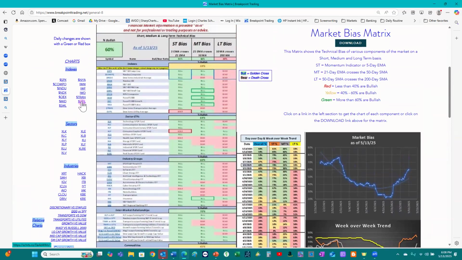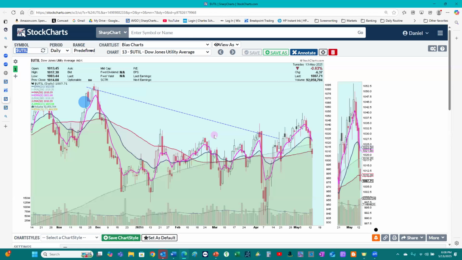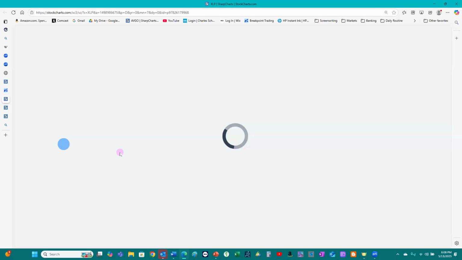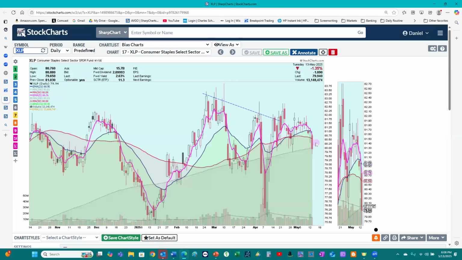Here's utilities. The links are right here on the left-hand side. So we'll look at utilities, and I'll show you where the short-term signal happened right here. Utilities is continuing to drop. Utilities basically are a defensive area of the market. If we look at staples, also a defensive area. XLP, staples, had a big down day today and gave a short-term down signal as well. That's why it turned bearish.